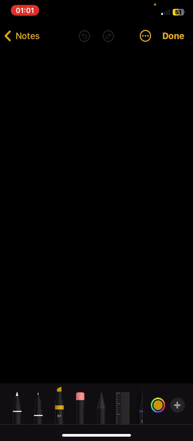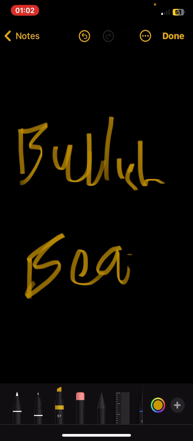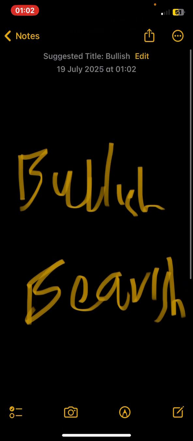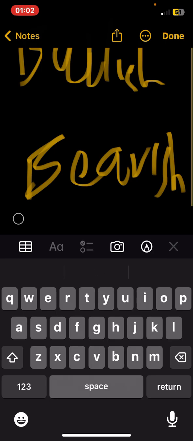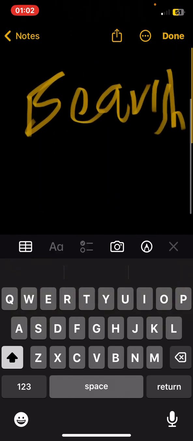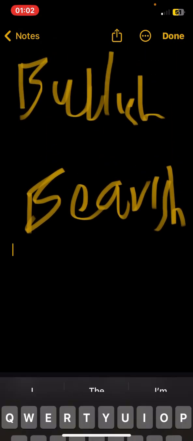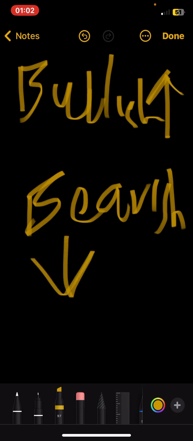I want you to have this understanding about bullish and bearish. Bullish identifies the uptrend, the bearish identifies the downtrend.